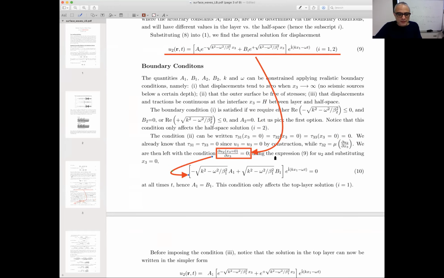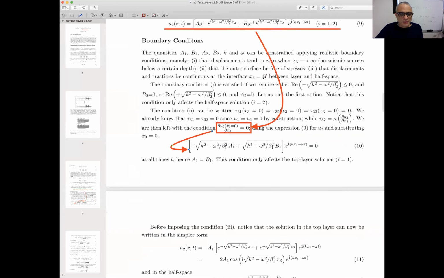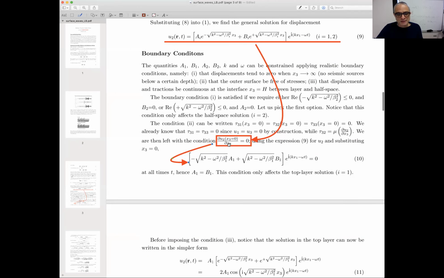Okay, nothing magic in here. I'm just imposing, that's what I do when I impose a boundary condition. I have a general expression for the solution, and I require that it satisfies the boundary condition, and I see what that implies for the arbitrary parameters that are contained in this equation.